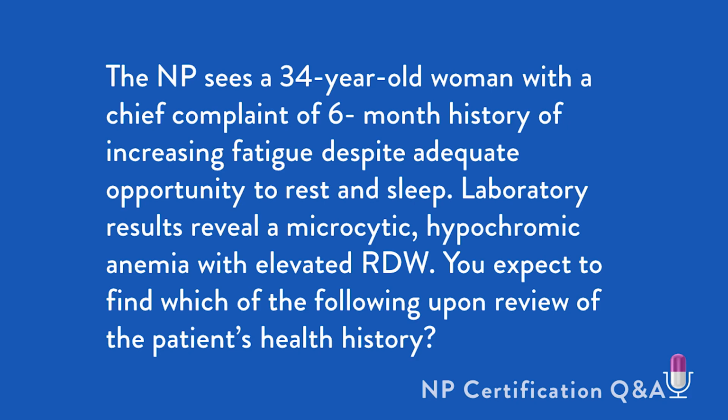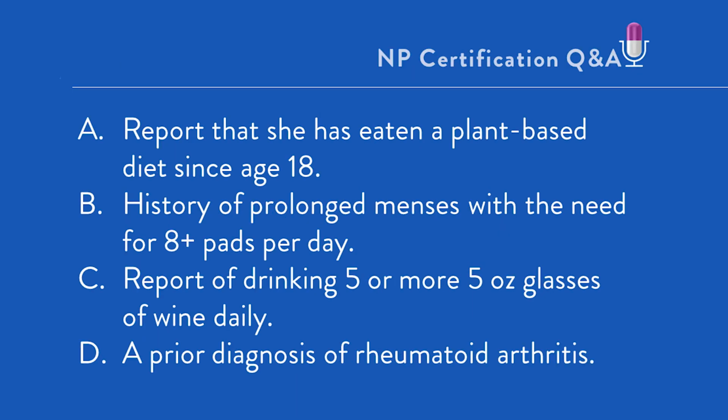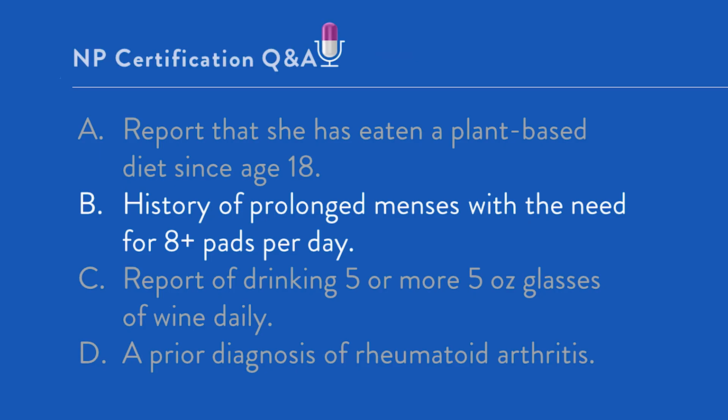What's the most common reason in all age groups to have a microcytic hypochromic anemia? That's going to be iron deficiency. And what's the most common reason for iron deficiency anemia in a woman of reproductive age, particularly reporting having menses with resulting fatigue and microcytic hypochromic anemia? The best answer is going to be option B. But let's break this down.